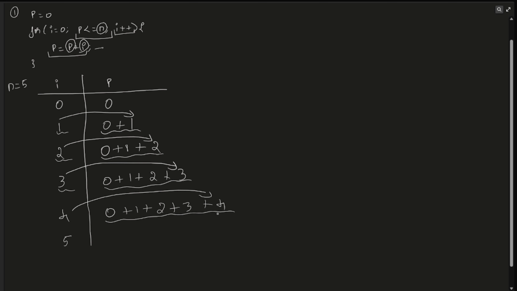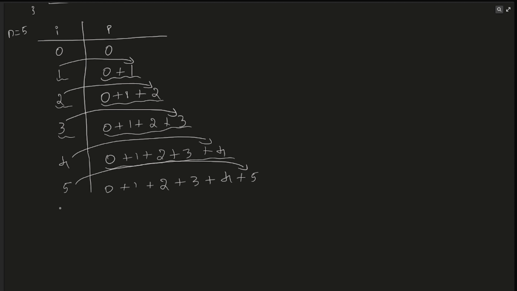Take current P and add I to current P. Now I gets incremented to 6. Is 6 less than or equal to n, which is 5? No. This condition fails. The for loop breaks.